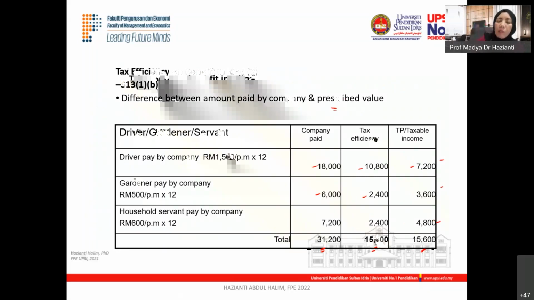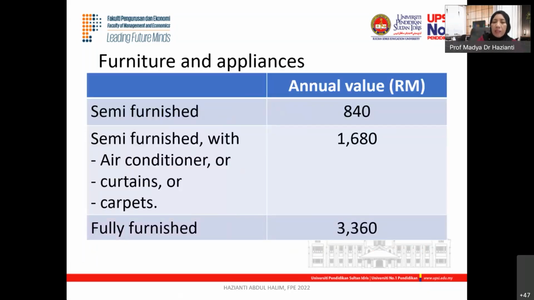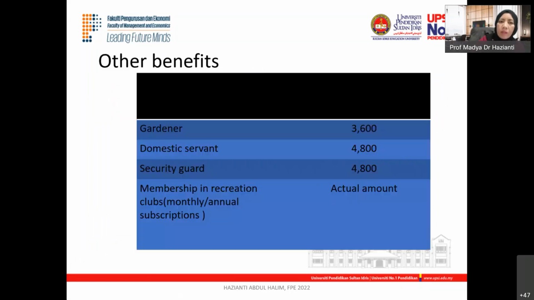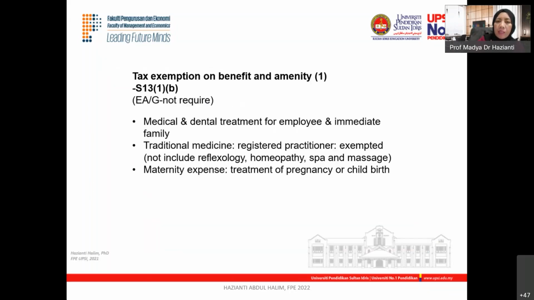Okay, go back to rumah tadi. Table ni patut tempat dia sebelum tadi, not here. Okay, untuk furniture tadi again, this is the semi-furnished. Semi-furnished yang ada aircon and also fully furnished. Okay, ada benefits, gardener, ni tadi kita tengok, and also security guard. Security guard dia punya value dia sama dengan servant. So ini tadilah from table tadi.